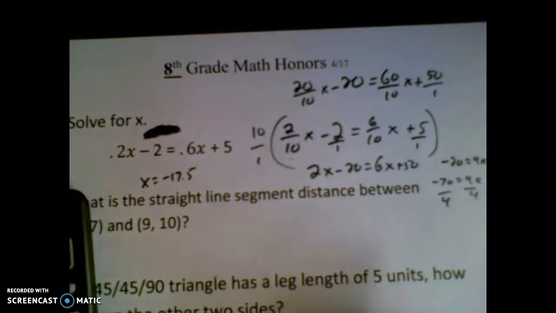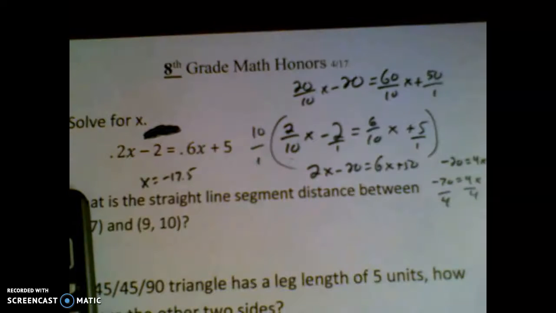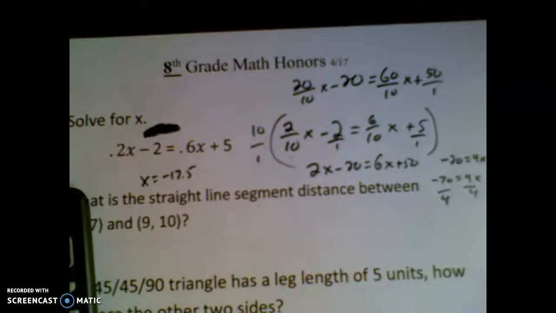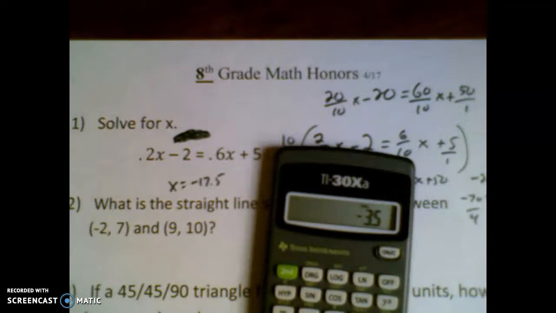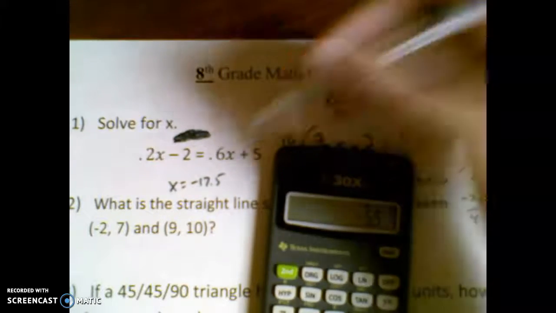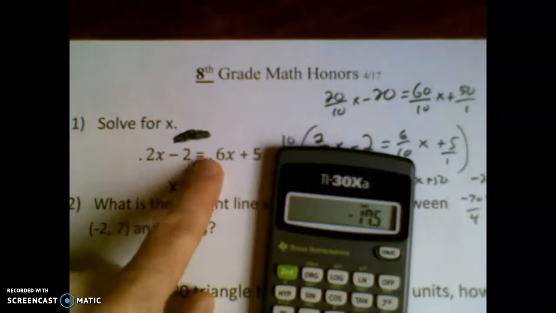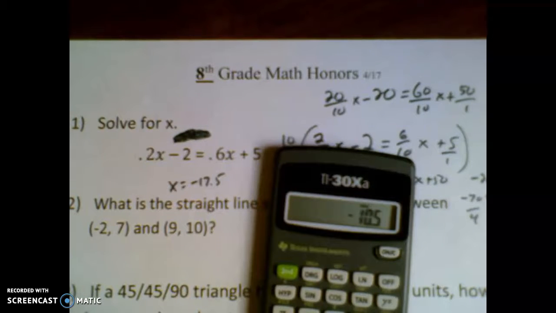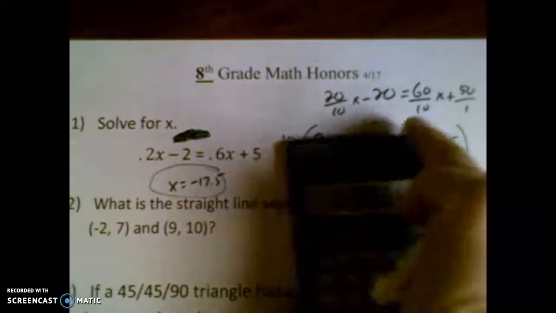And I could go through and check this. If I took negative 17.5 times 0.2, that'll give me negative 3.5 minus 2. And that gives me negative 5.5 for the left side. And I should get the same thing on the right side. So I take negative 17.5 times the 0.6, add 5 to it, and I also get negative 5.5. So I just proved that this is the correct answer.